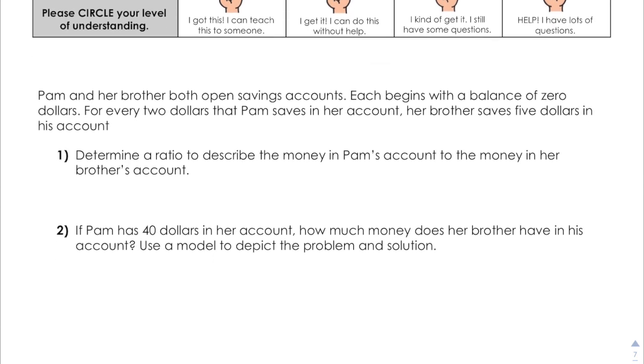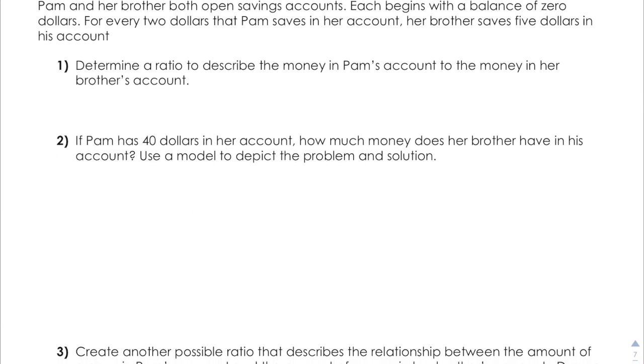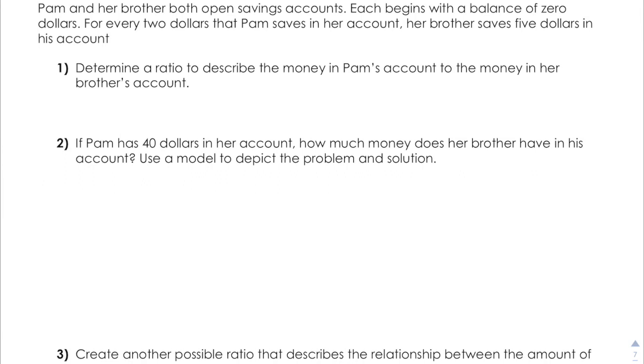So we start off, it says Pam and her brother both opened savings accounts. Each begins with a balance of $0. For every $2 that Pam saves in her account, her brother saves $5 in his account.